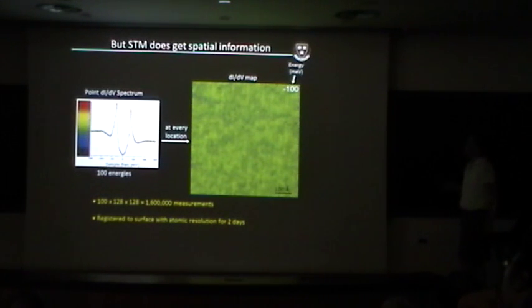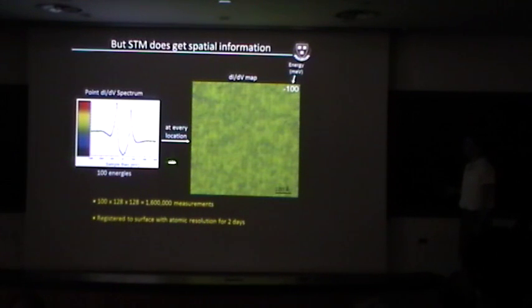So the point is that we have essentially three axes of information here. We have two real space axes as we scan our tip across our sample, and then we have a third axis of information, which is the energy axis, the voltage between the tip and the sample. So we can take these three-dimensional data sets where we have a full energy spectrum at every point in space, and then we can slice that three-dimensional data set in different ways.